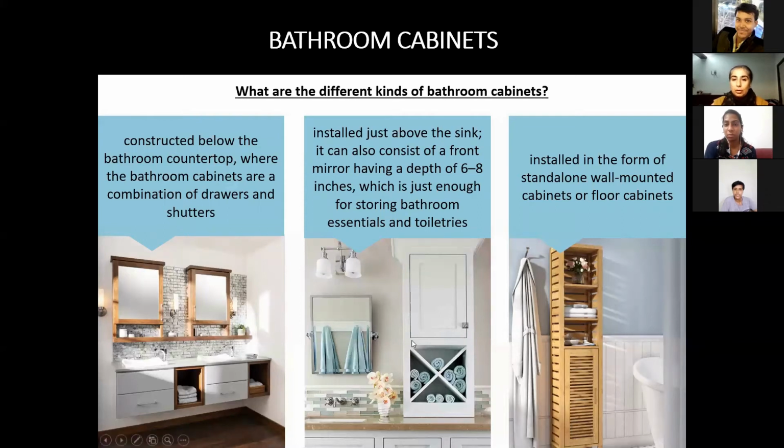Also, the cabinets can be installed above the sink. A lot of times, if you are short on space, you can have a mirror and have a depth of 6 to 8 inches behind it, which is just enough for storing your bathroom essentials and toiletries. Or if the space allows, as you can see in the picture here, you can do a beautiful cabinet, as there's a beautiful partition given here for storing the towels.